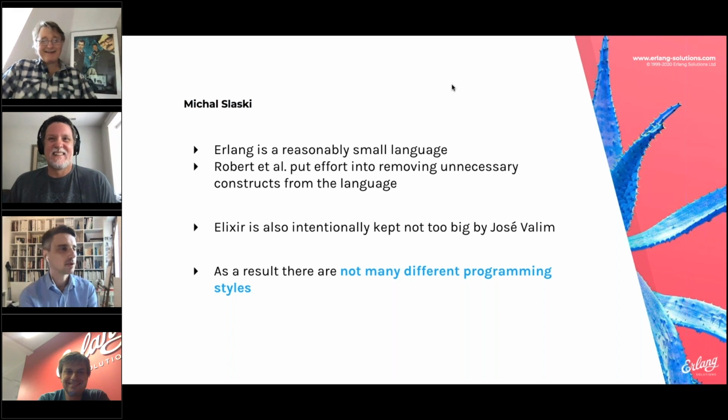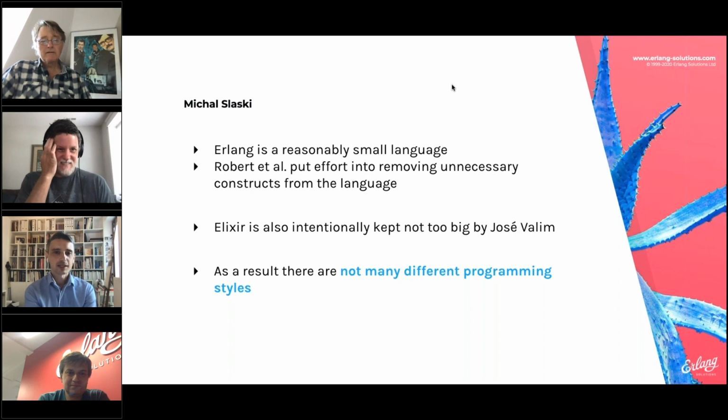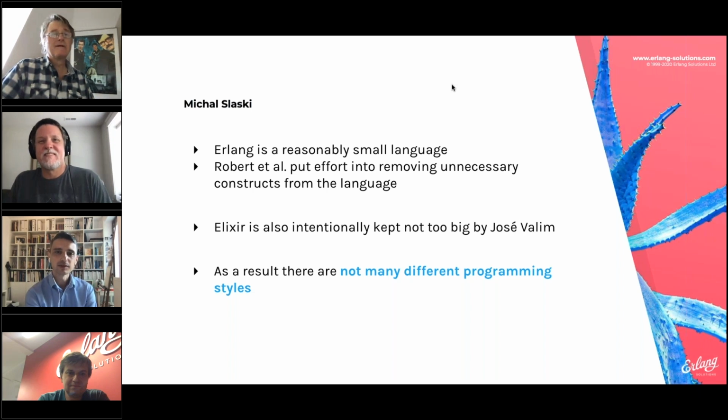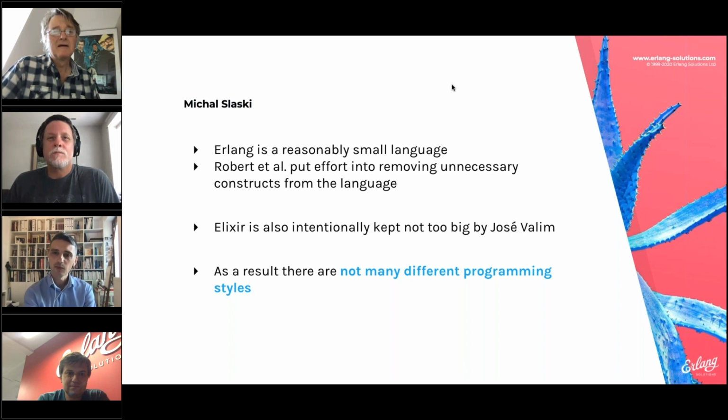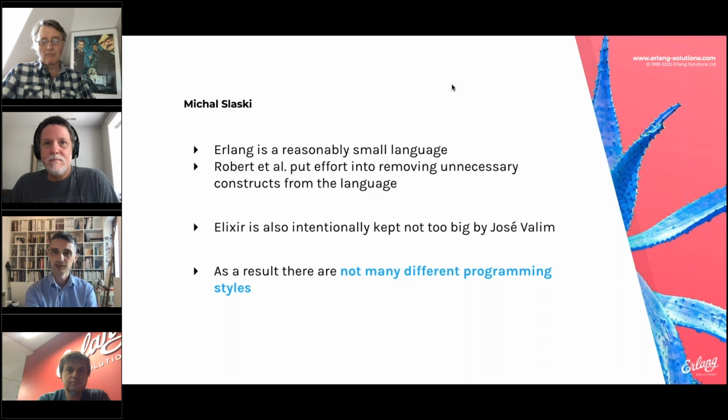So I wanted to also share another angle on this. Over the last 10 years, I created, trained, and consulted teams of our customers and also within our organization. And I learned that a small vocabulary makes Erlang a language which is easy to maintain because there are not many different programming styles, which in a bigger team is a plus. I like the quote from Robert's keynote about the effort we put into removing unnecessary constructs from the language in the early days of the language design process.